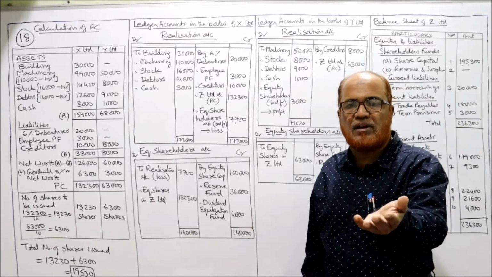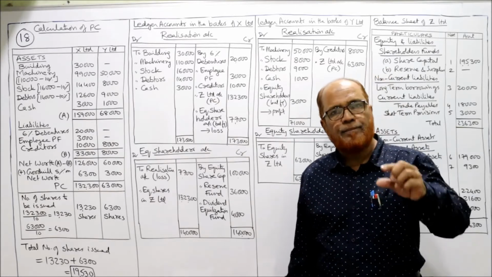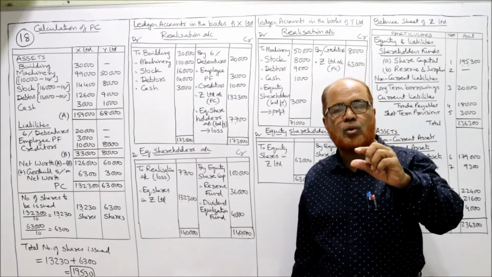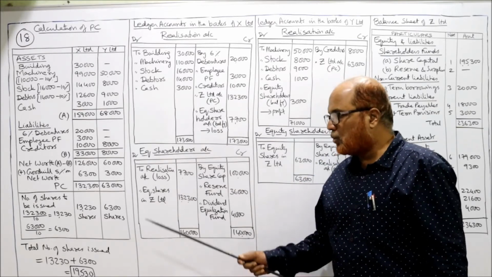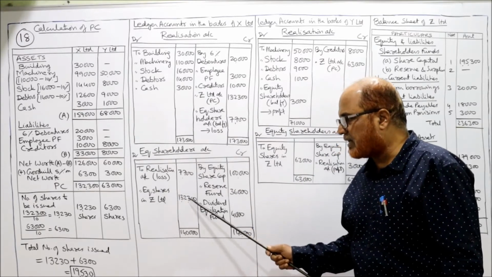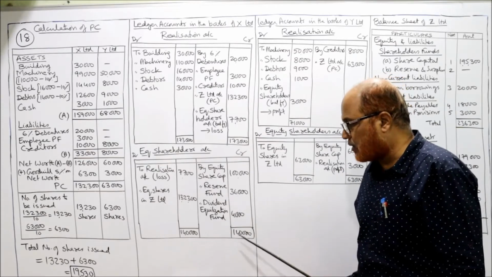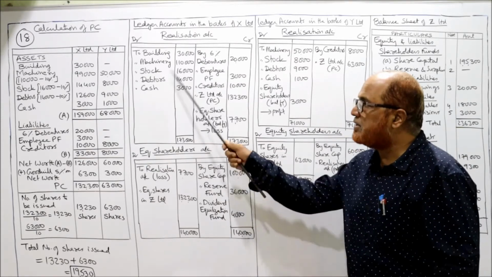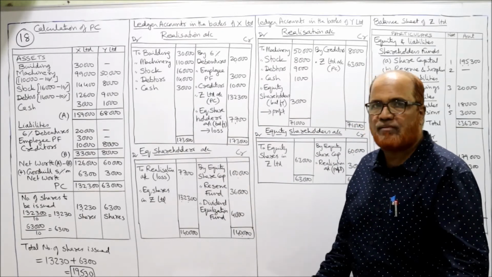So X Limited will give all these shares to equity shareholders. Entry: equity shareholders account debit to equity shares in Z Limited, 1,32,300. Now automatically your account should get closed to 1,40,000. If you commit any mistake here and there, this account will not get closed. Now it is closed. That means we have done correctly.